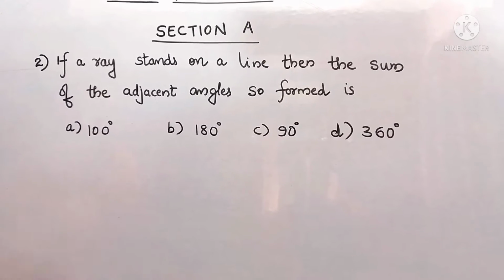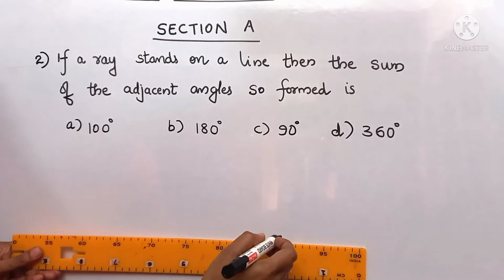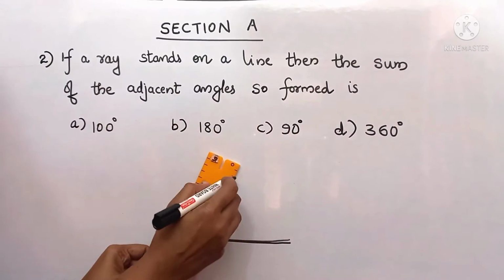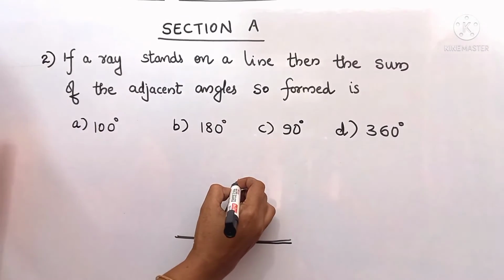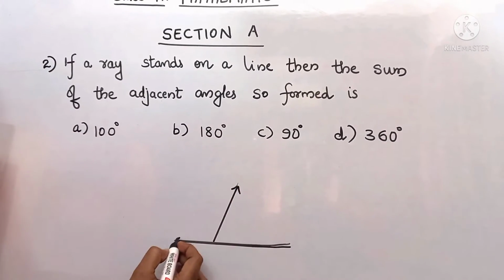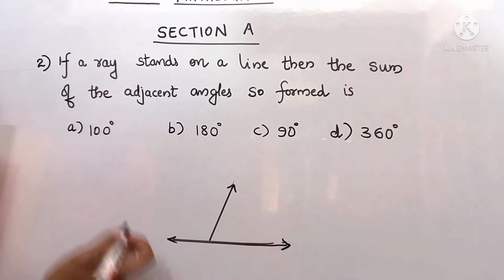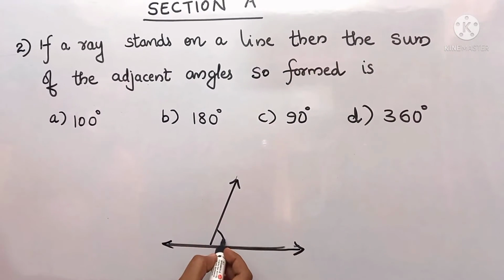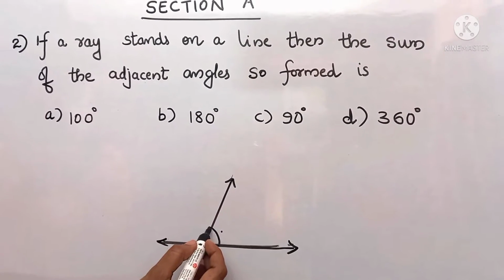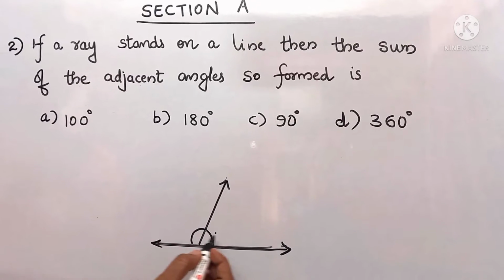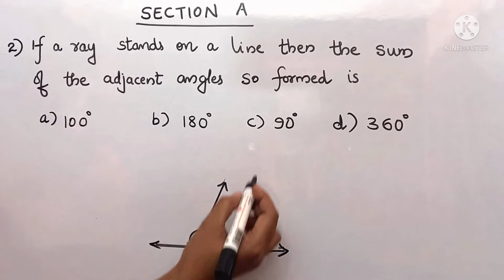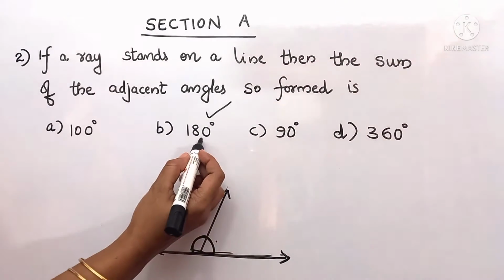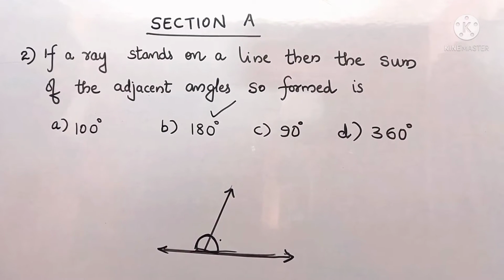For that we can just draw a line and a ray. Here this is the ray. From this figure itself we can understand the answer. This is a ray and here it is a line. The question is, if a ray stands on a line, then the sum of the adjacent angles; this is one of the adjacent angles, this is the other one, so the sum of the adjacent angles is equal to 180 degree. This is very simple. Now it is a straight line, so we have got it. 180 degree is the correct answer.